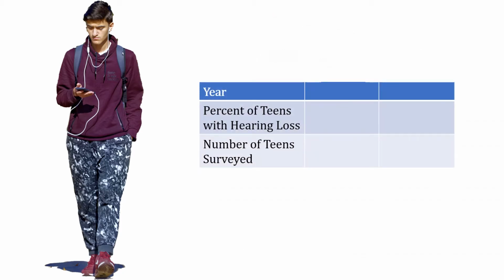In 1995, they surveyed 2,928 teens and found that 14.9% of the teens had some degree of hearing loss. In 2015, they surveyed 1,771 teens and found that 19.5% had some degree of hearing loss. So we want to know whether there is a difference in the rate of hearing loss in these two populations, all of the teens in 1995 and all of the teens in 2015.